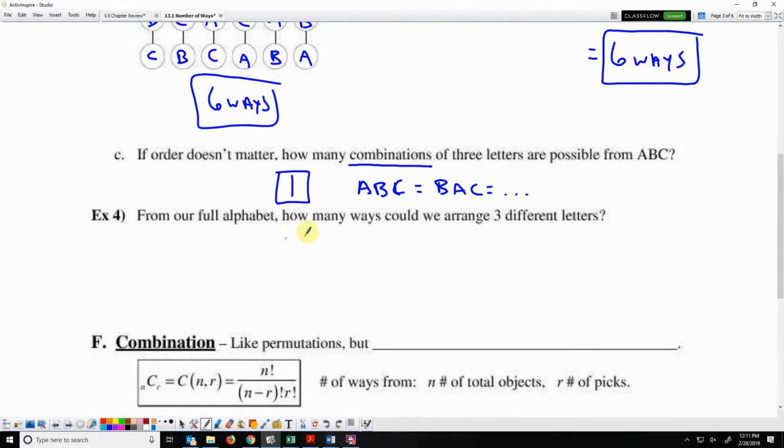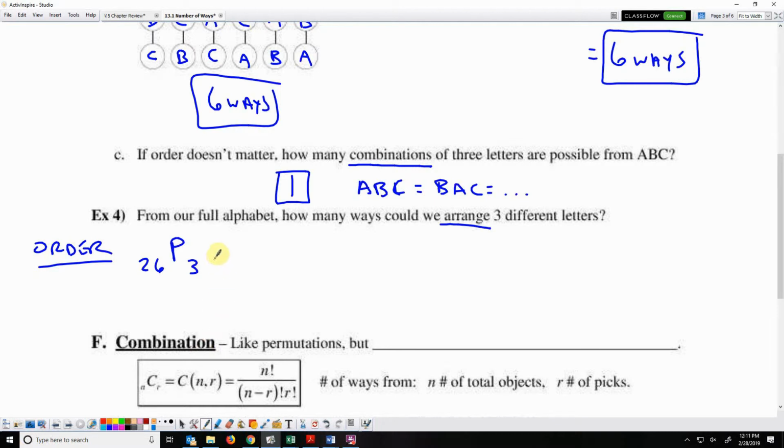From the full alphabet, how many ways could we arrange 3 different letters? Okay? So arrange tells me that order matters. Okay, so I'm going to make a note over here. Order matters. So that means it is a permutation. There's a permutation with 26 to choose from, but using only 3 different letters.